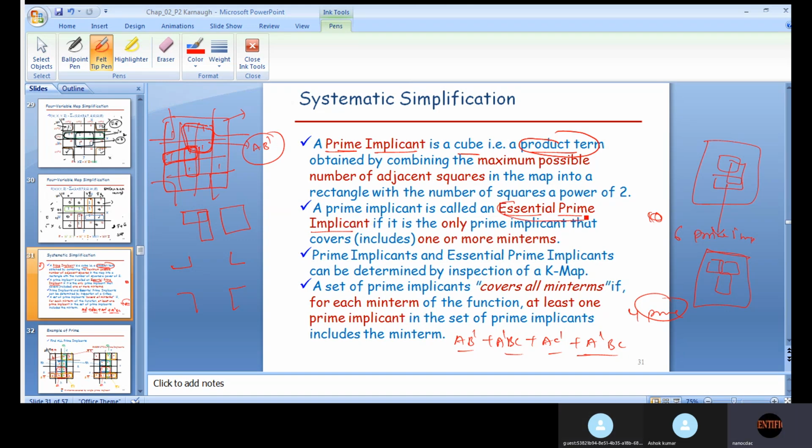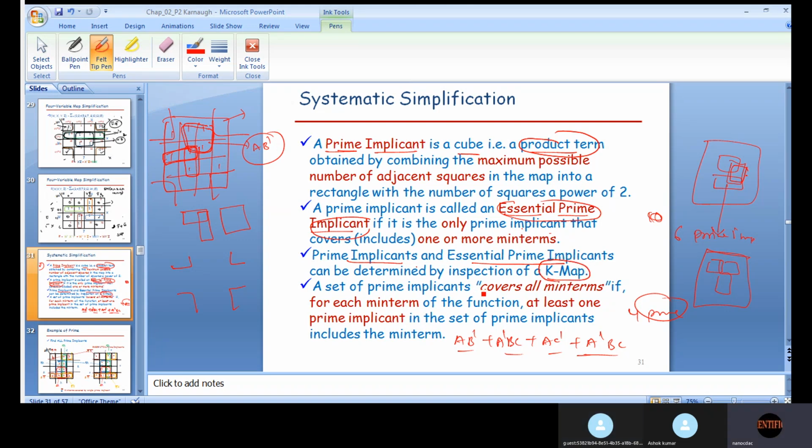So what is this essential prime implicant? It is the only prime implicant that covers one or more min terms. One prime implicant will cover more than one min term. I will show you with an example. So prime implicants and essential prime implicants come up with the inspection of a K-map.